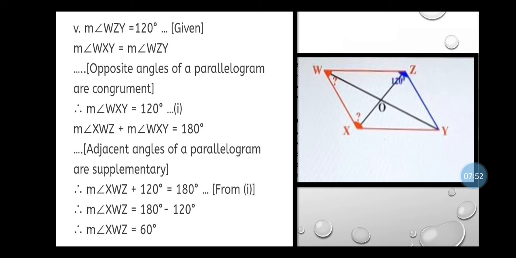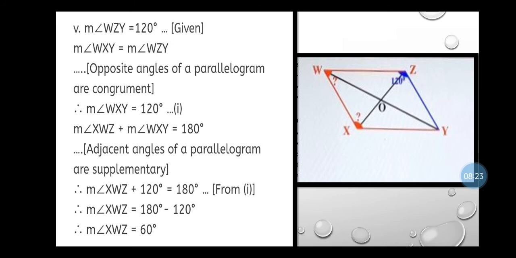Now we need to find the measure of angle WXWZ. So we already know adjacent angles of a parallelogram are supplementary. So measure angle XWZ plus measure angle WXY is equal to 180 degrees. Substituting the values, we get measure angle XWZ plus 120 degrees is equal to 180 degrees. We are getting the value from equation 1.